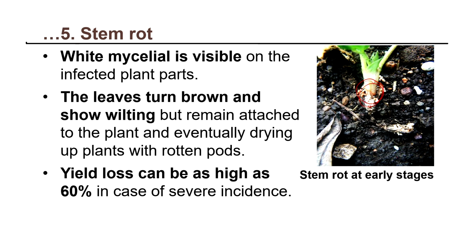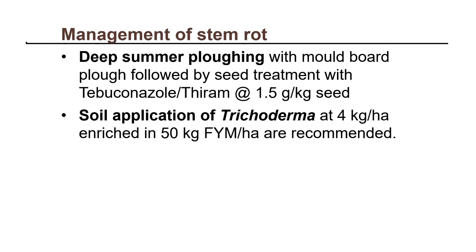fungus in this picture. The leaves turn brown and show wilting but remain attached to the plant and eventually dry up, with rotten pods. Yield loss can be as high as 60% due to incidence of the stem rot. Now, management of stem rot: deep summer plowing, as has been the case for other fungal diseases also.